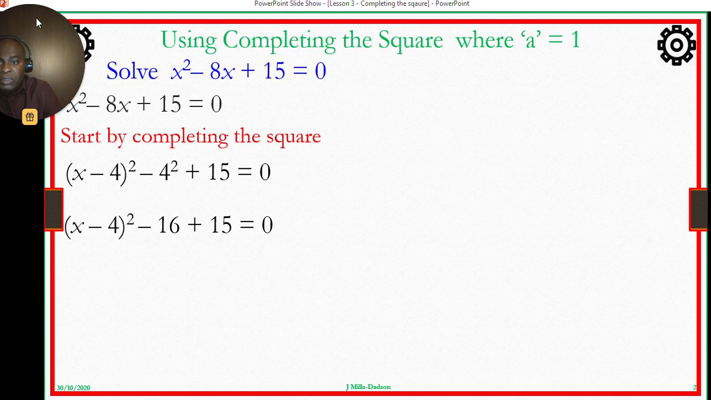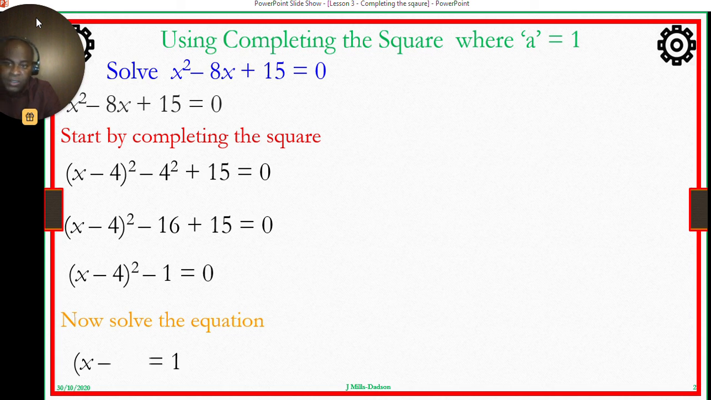4 squared, 16. So we have minus 16 plus 15. Work that out, and that gives you x minus 4 all squared minus 1, equal to 0. That is the end of completing the square. We're now going to continue to solve the equation by adding 1 to both sides. So we have x minus 4 all squared equals 1.